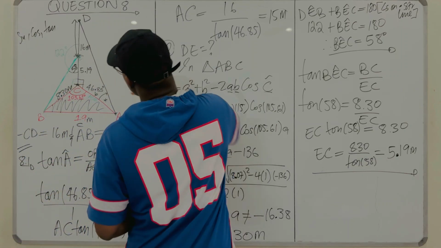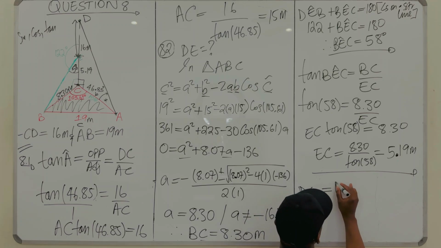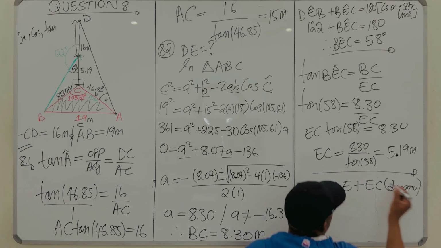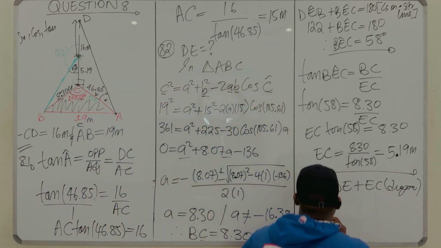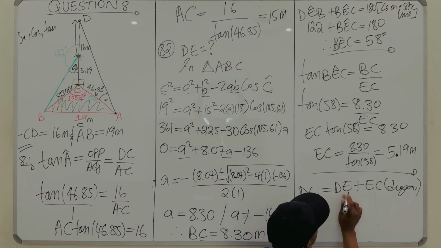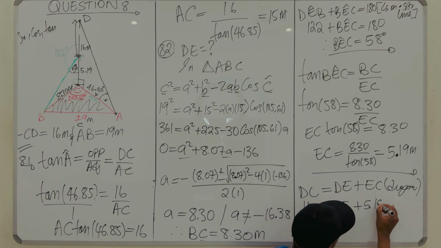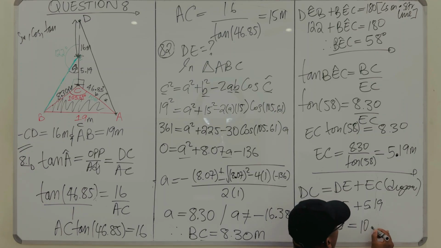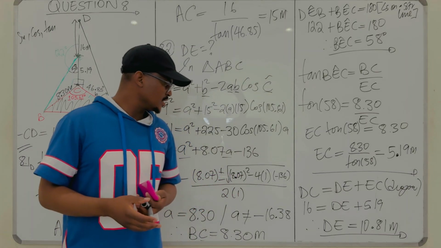And we know that the entire length DC is made up of DE plus EC. You can see this from your diagram, right? So your DC, the entire height, is DE and EC. So DC is 16 meters, which is equal to your DE, which is what you're trying to find, plus your EC, which is 5.19. So you find that your DE is equal to 16 minus 5.19, so it's 10.81 meters. So that's how I would have done this question.